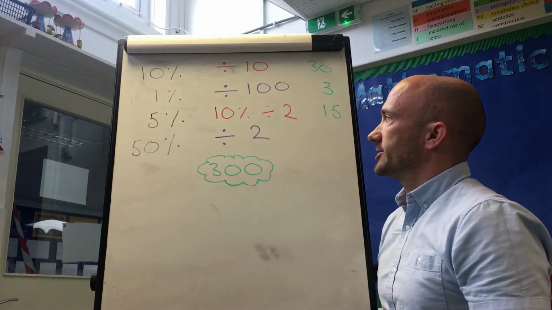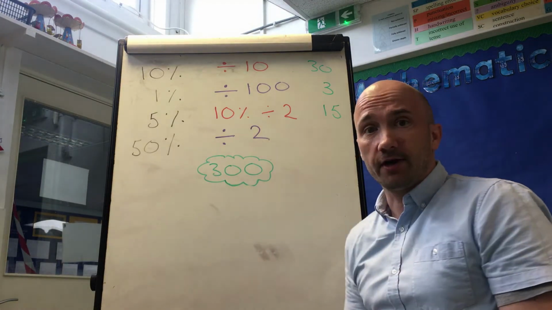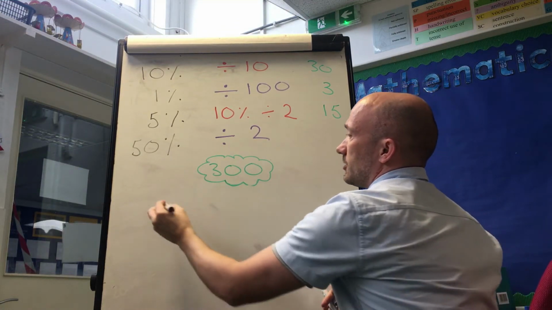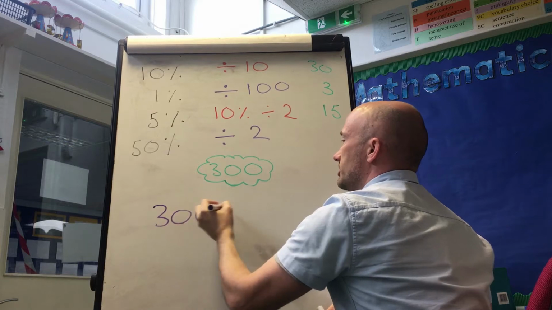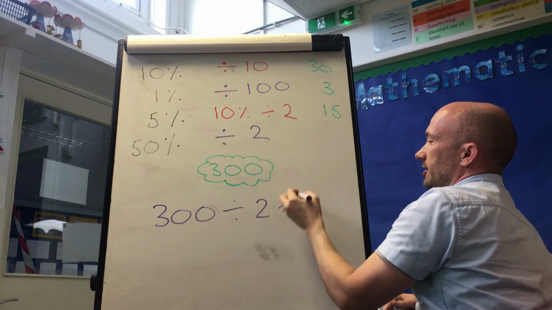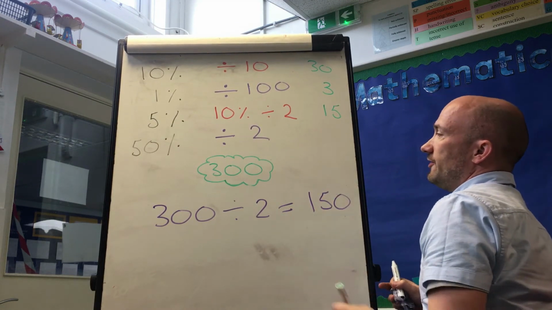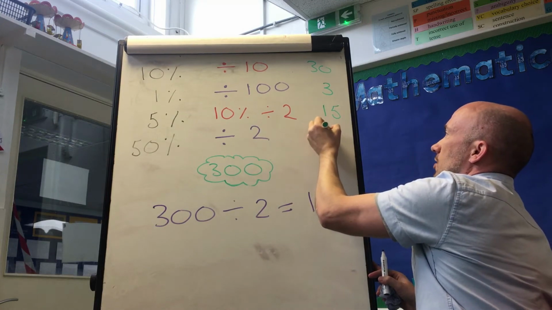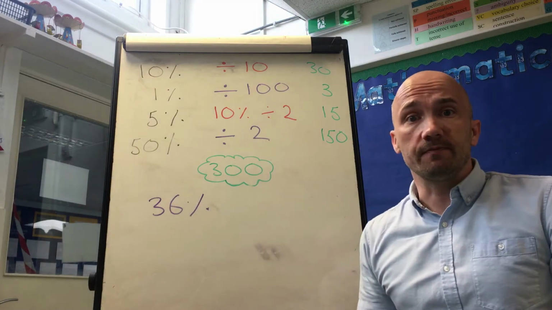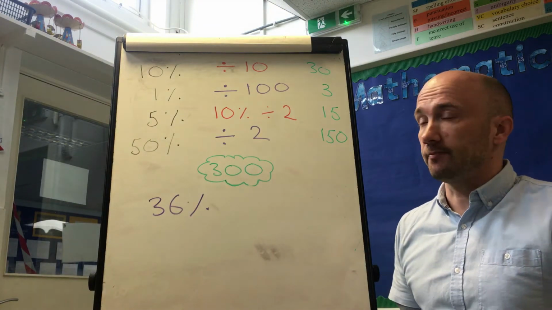And the last one to show you is 50%, which all that means is I need to find half of the number. So my calculation is 300 divided by 2 equals, and you'll see the link here, 150. So 50% of 300 is 150. If I've managed to get those number facts, I will be able to find any other percentage for this number.